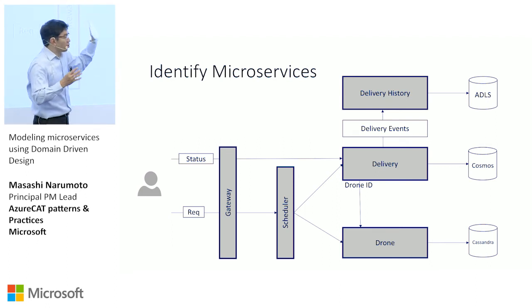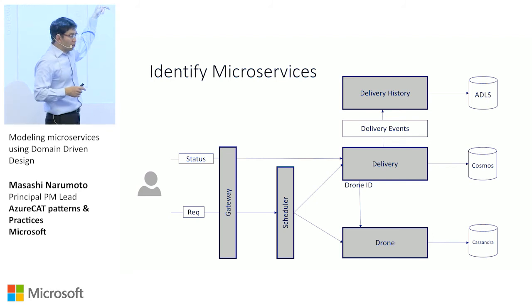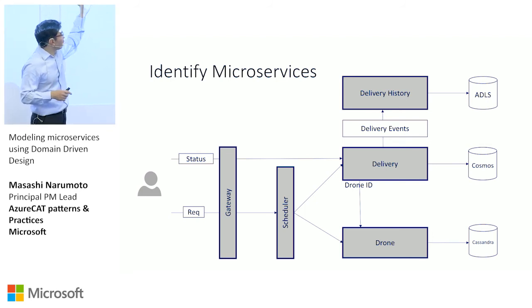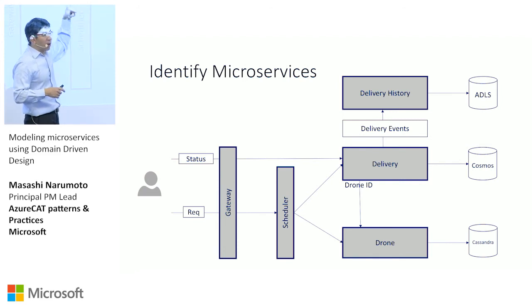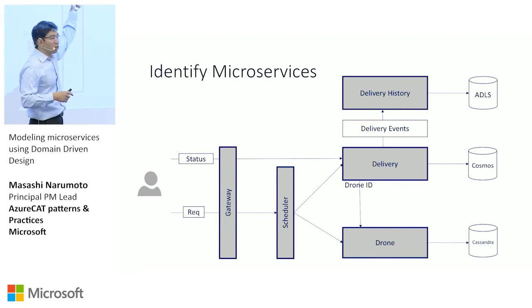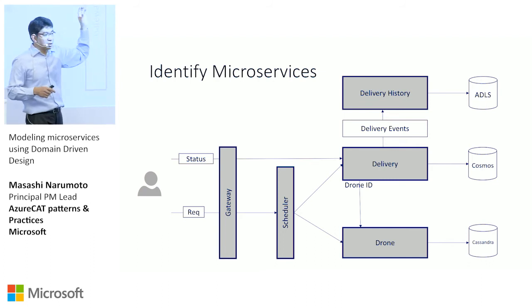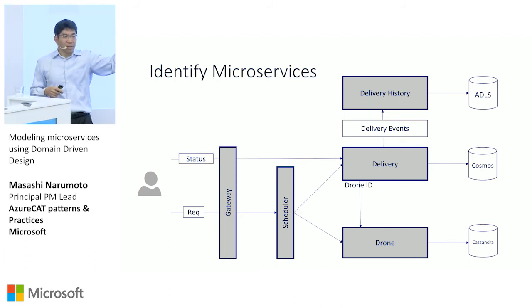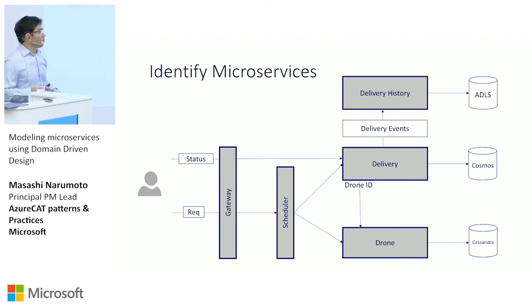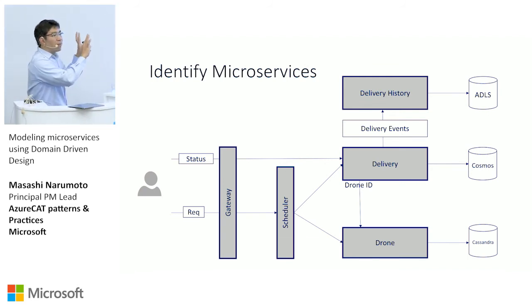But like we discussed, those two aggregates, microservices, shouldn't share the same data. So the delivery aggregate fires domain events going to the delivery history aggregate. And the history stores that into the archive and also does some sort of analysis. This is how we apply the DDD concepts to a drone business.